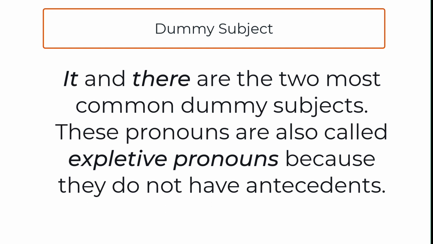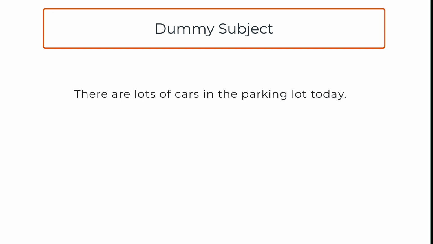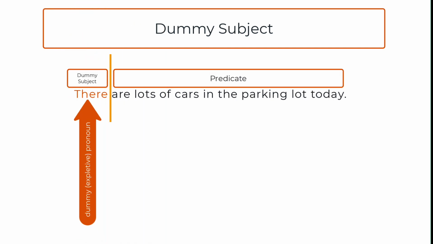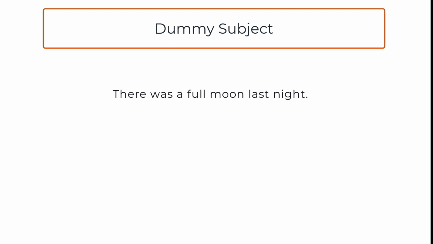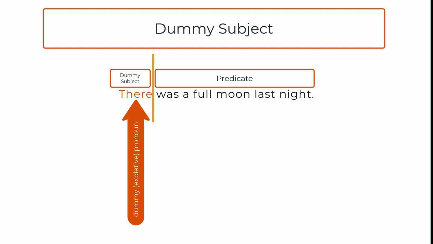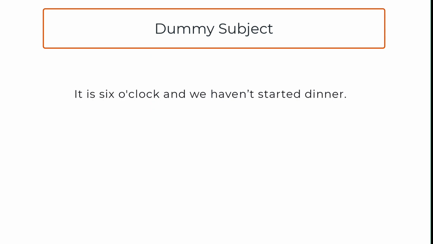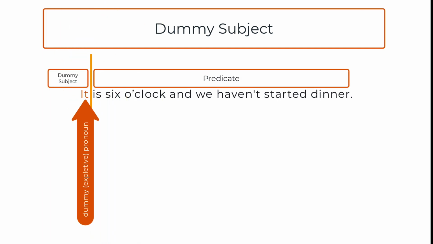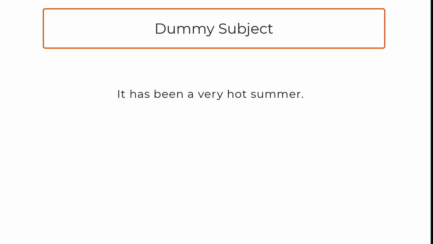Now keep in mind that it is not always a dummy subject if it has an antecedent and was referring to something previously mentioned in the sentence. In that case, it is simply acting as a pronoun replacing the noun coming before it. There are lots of cars in the parking lot today. There was a full moon last night. It is 6 o'clock and we haven't started dinner. It has been a very hot summer.